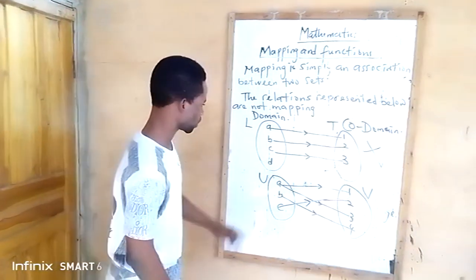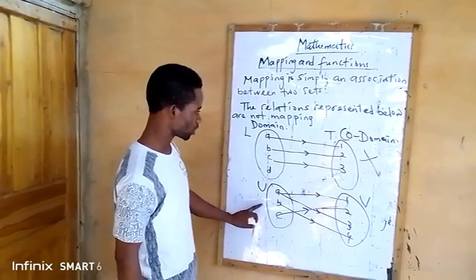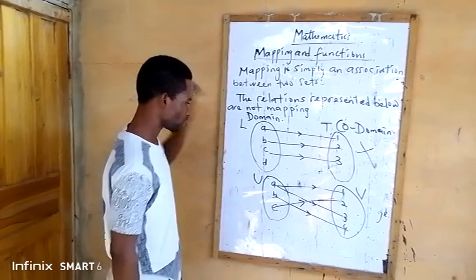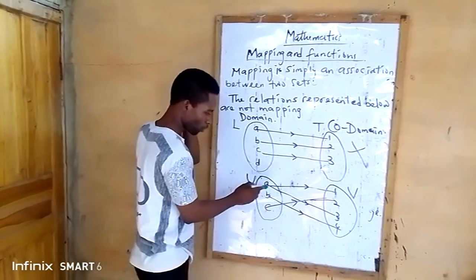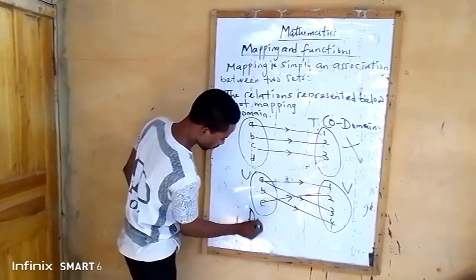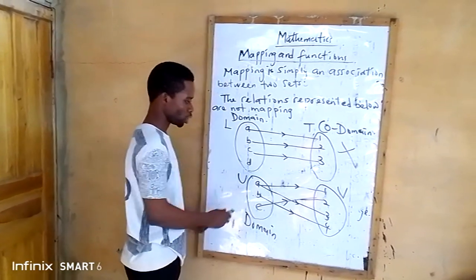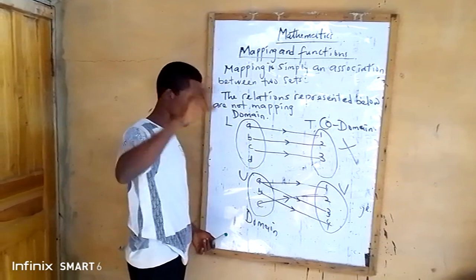Now, if you look at the second one also, this relation is not a mapping and function. Why? Because I told you it's not possible for one element in domain, just one element in domain, to pair with two elements in codomain.